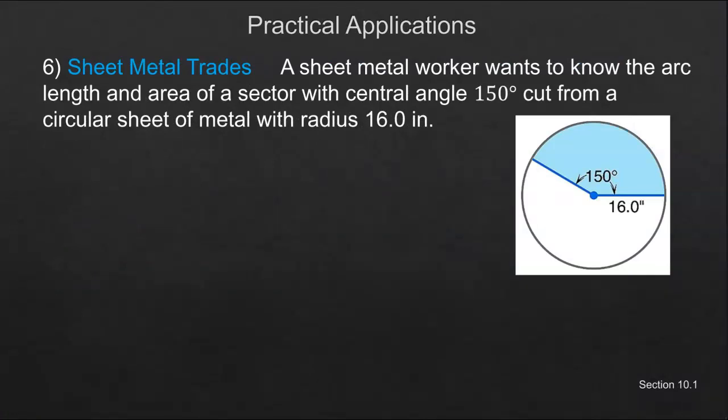Okay, so on this one, a sheet metal worker wants to know the arc length and the area of a sector with central angle 150 degrees cut from a circular sheet of metal with radius 16 inches. So we want to start out with A. A needs to be in radians, so we're going to take the 150 degrees times pi and divide that by 180.